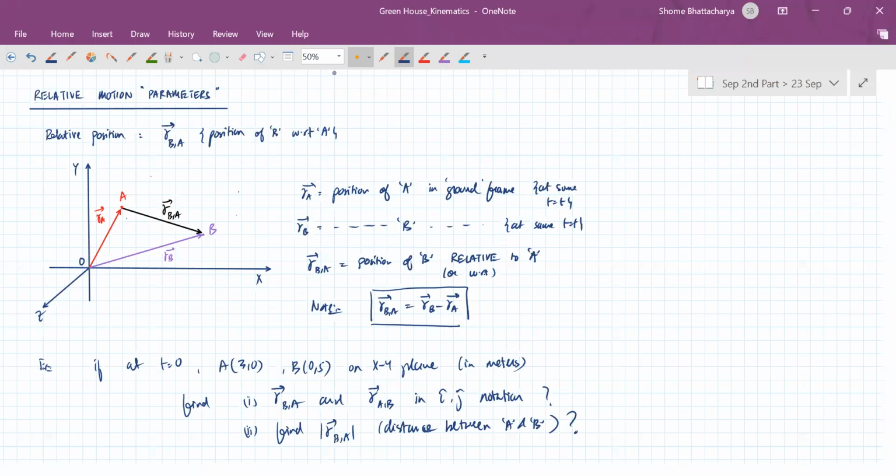So two particles A and B are lying on the xy plane at some instant t equal to 0. Their positions are given in coordinate form over here, instead of vector form. Just make a correction: this is 3, 0 and 0, 4. Instead of 5, make it 4. So they are lying at these two points on the xy plane. We have to find the position vector of B with respect to A, and then also the position vector of A with respect to B. And from that, we have to find the distance between A and B, which is nothing but the modulus of this relative position.